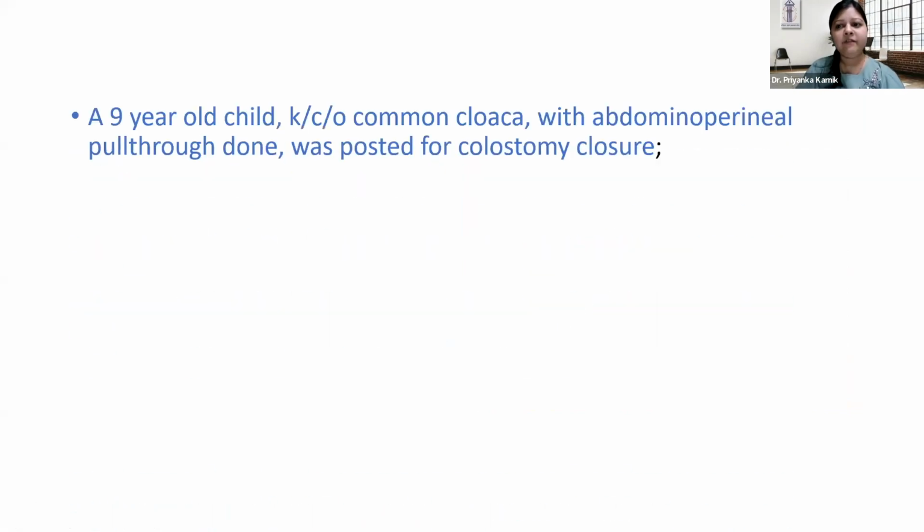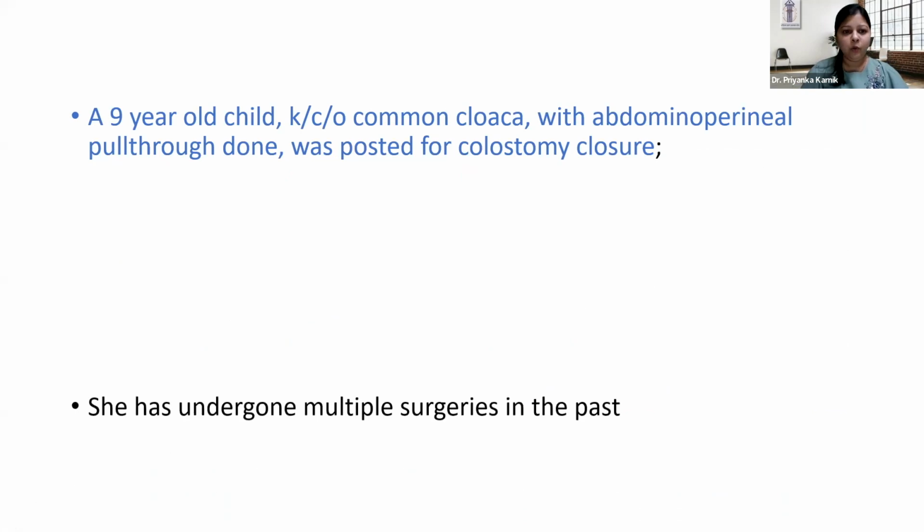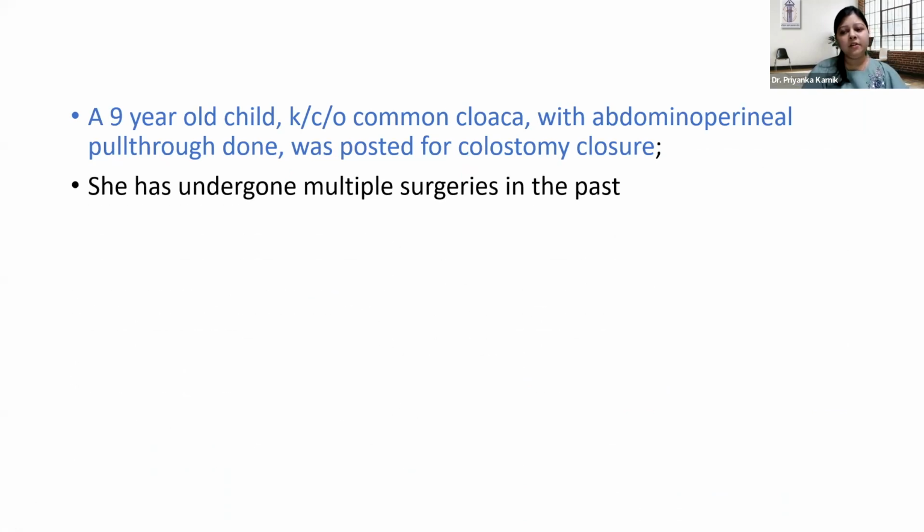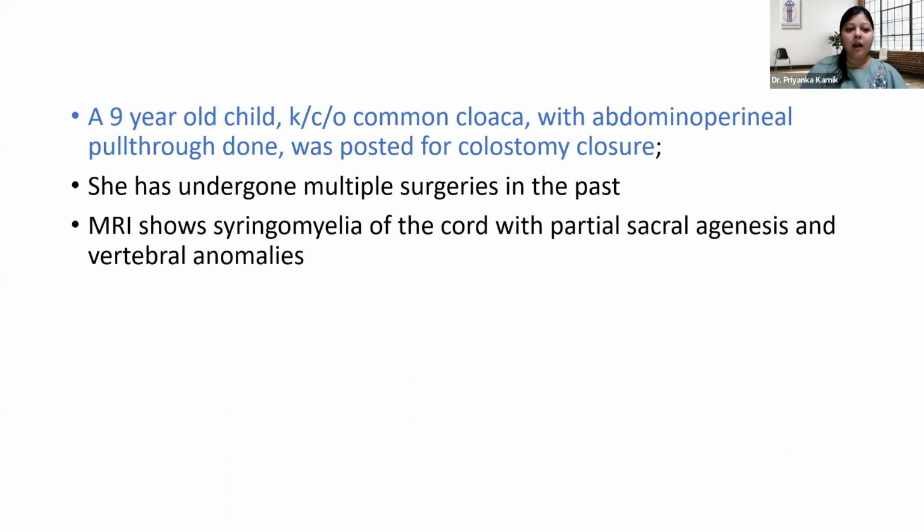Now let us come to the truncal block. Let us see one more scenario. She is a 9-year-old child, a known case of common cloaca with an abdominoperineal pull-through done, and she was posted for colostomy closure. She had undergone multiple surgeries in the past. However, MRI shows a syringomyelia of the cord with partial sacral agenesis and vertebral anomalies.